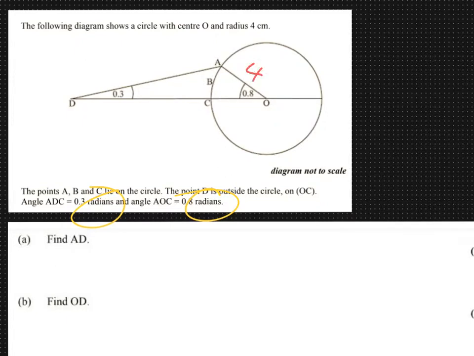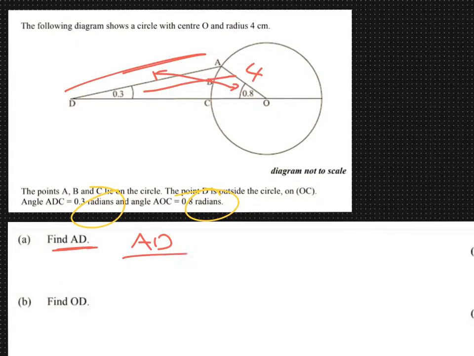of 4. We are also told that angle ADC is 0.3 and angle AOC is 0.8, and we are asked to find AD. So if you note that we have got a side and an angle opposite, and with the side AD we have got the angle opposite it. So we've got these two pairs here, so we're going to be using the sine rule. We want to have the unknown at the top. It just makes it slightly easier.